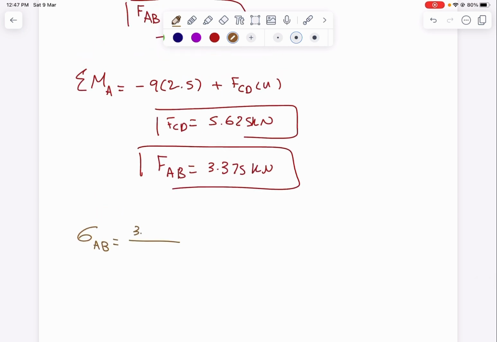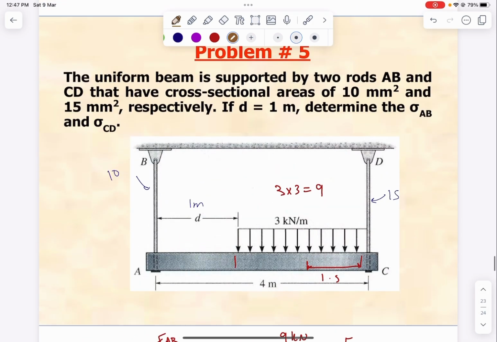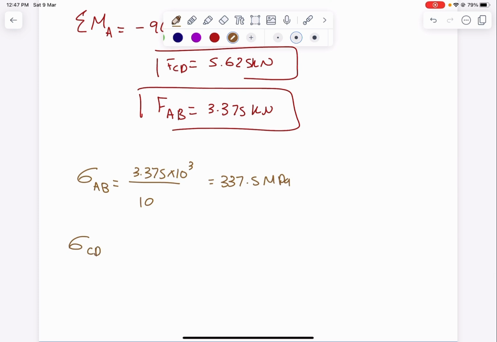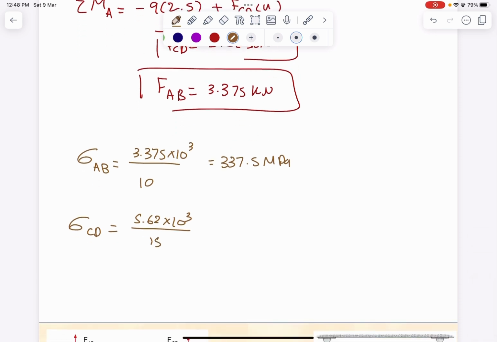It's this force, 3.375 times 10 to the power 3 in order to convert it into newtons, and area is 10. (337.5 megapascal), and sigma in CD is 5.62 over the area, which is 15. So it's 374.67 megapascal.